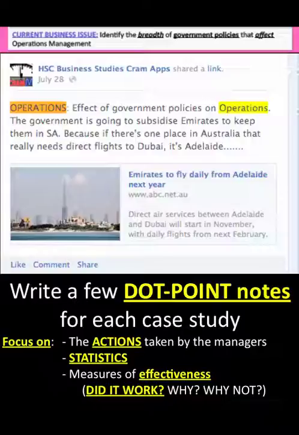So as you're reading each article, as you're going through the Facebook page and looking at all the different articles, you go, okay, what did the managers do? What are some statistics and measures of effectiveness? And then you write down the dot points under that subheading, and then you have all your case studies.